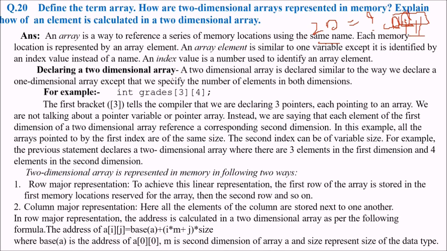How to declare a 2D array? A 2D array is declared in a similar way we declare a one-dimensional array, except that we specify the number of elements in both dimensions, like this is row, this is column. So in grades, for example, this is row, this is column. And for a single array, what we can do? Say int age, say 10, like this.